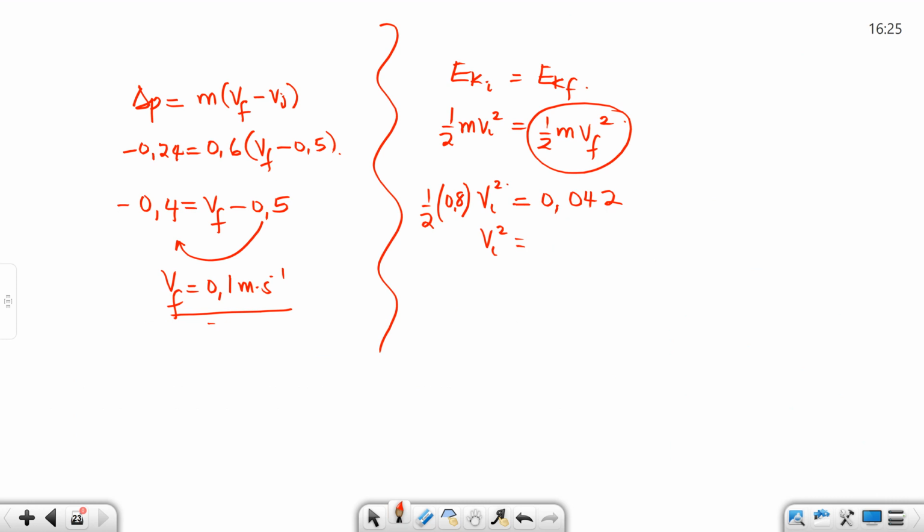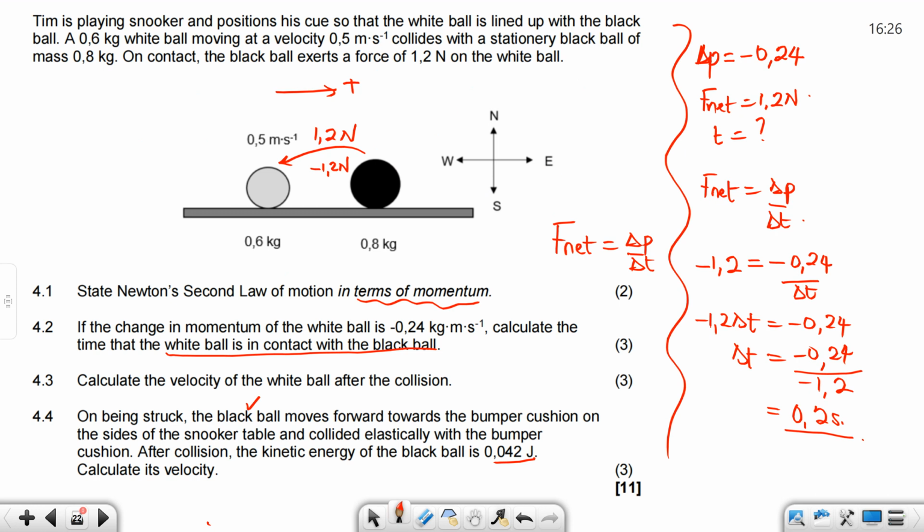We cross multiply. No. Why? No, because if you read the question, it says that it's stationary at first. No. We'll go back to 4.4. Let's read again. On being struck, the black ball moves forward towards the bumper cushion on the side of the snooker table and collides what? Elastically. So that's the wall there. It's gone this way and gone back that way. Because it said, on being struck, the black ball moves forward.